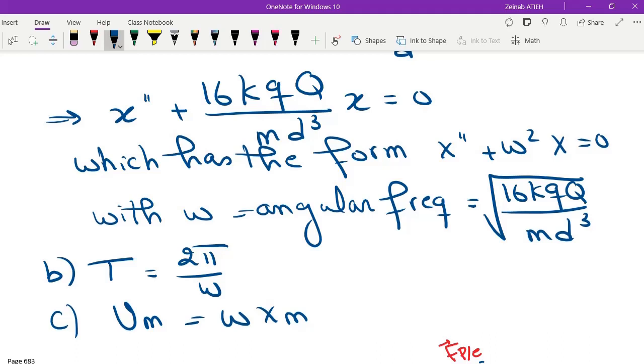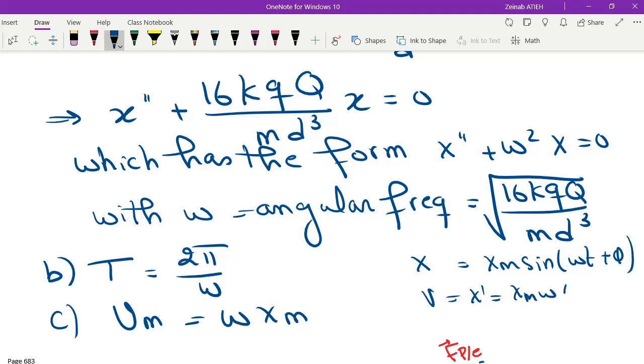And for those who like to know why, I will write why. You know that such a differential equation has a solution of the type x equals x max sine omega t plus phi. So v will be equal to the derivative of x, which is xm omega cosine omega t plus phi. You can see that v is maximum when cosine is equal to 1, and in this case v maximum will be equal to xm omega. Okay, this is the maximum speed. I will erase.